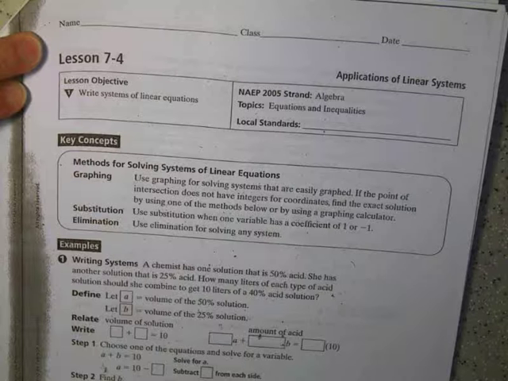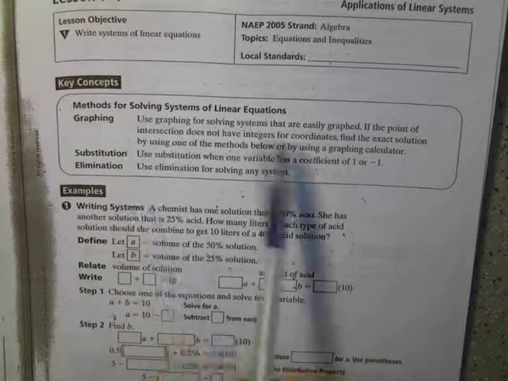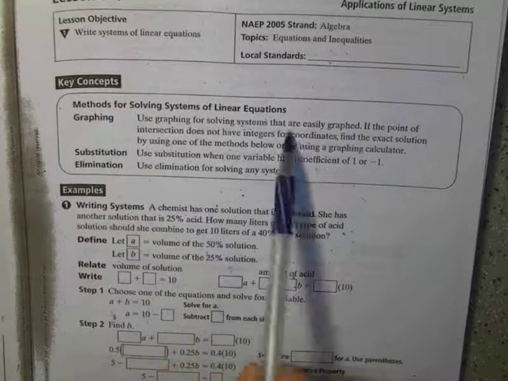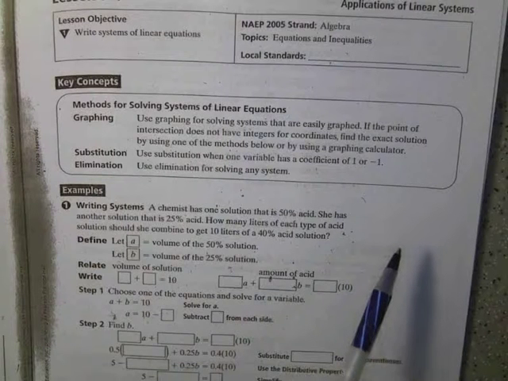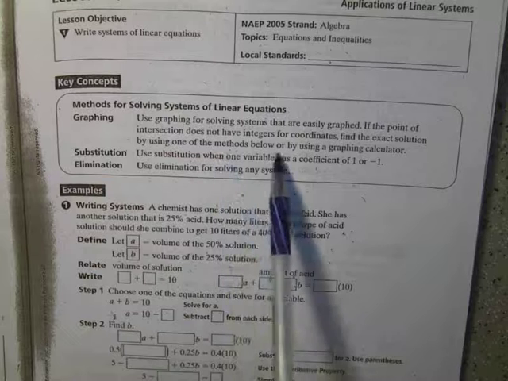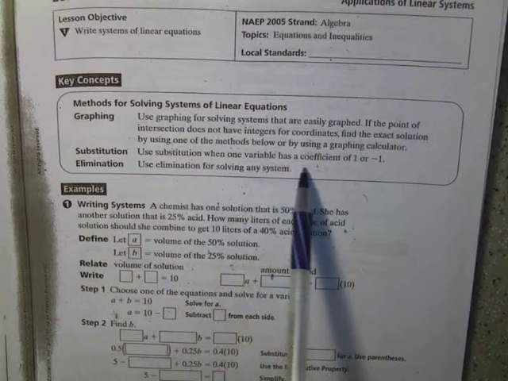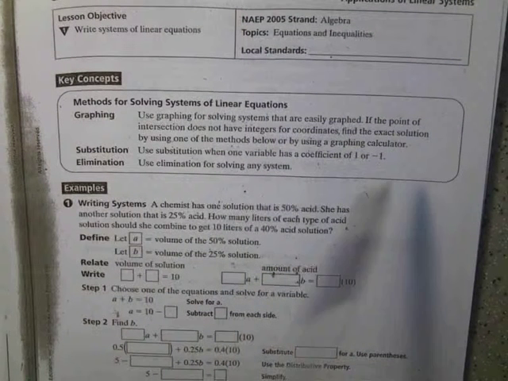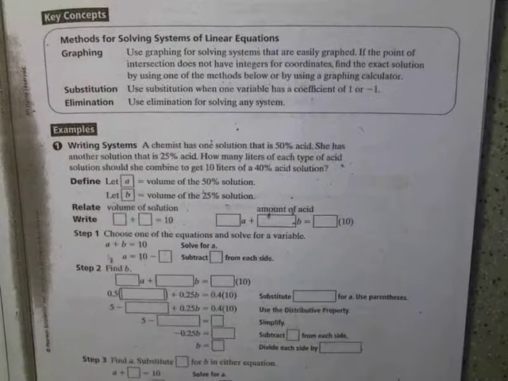This is Lesson 7.4 for Algebra, Applications of Linear Systems. So basically, we're going to write systems of linear equations, and we'll be using all three of our methods that we have previously studied for solving. We can use graphing for systems that are easily graphed. If the point of intersection does not have integers for coordinates, find the exact solution by using one of the methods below or by using a graphing calculator. Substitution, when one variable has a coefficient of 1 or -1. And elimination for solving basically any system. All right, so let's get right to it.